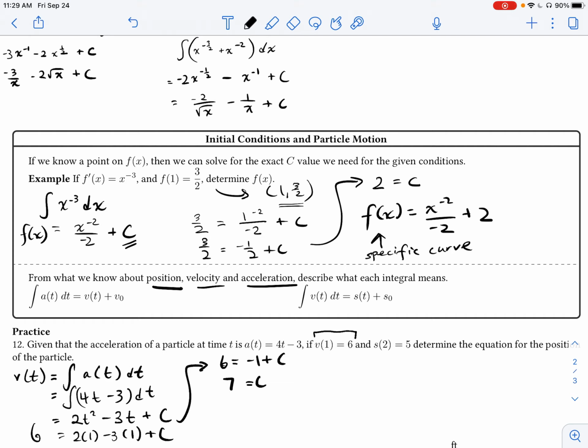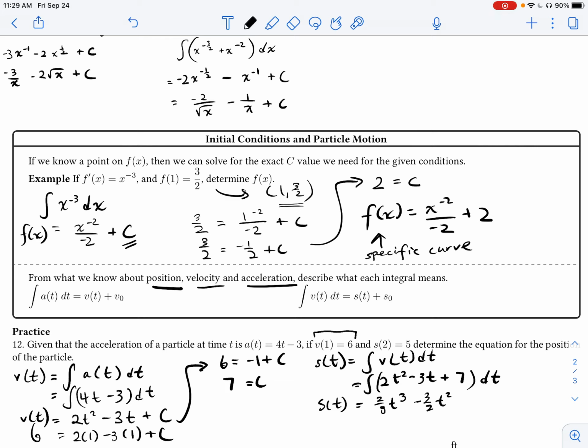Now, let's use that information to come up with our position function. So we know that the position function is the integral of our velocity function. So we're going to integrate, what do we say v of t was? t squared minus 3t plus 7, all of that dt. And if we integrate this, we're going to go through that now. That will give us S of t is equal to 2 over 3 t cubed minus 3 halves t squared plus 7t plus some constant.